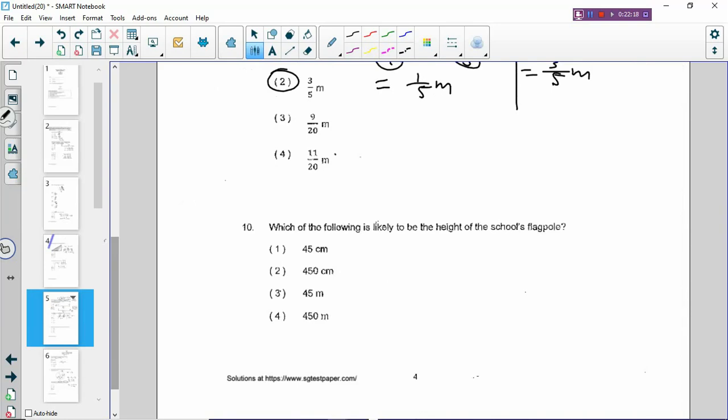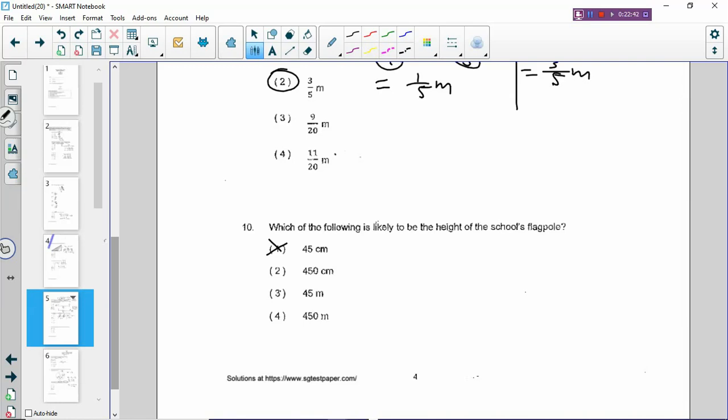Okay, now flagpole, if you have noticed a flagpole, it cannot be 45 cm because it's short. It cannot be shorter than a ruler, right? Your 45 cm is about the length of a ruler, right? 30 cm ruler, 1 meter ruler, right? So 45 cm is quite short, so it cannot be the height of the flagpole.